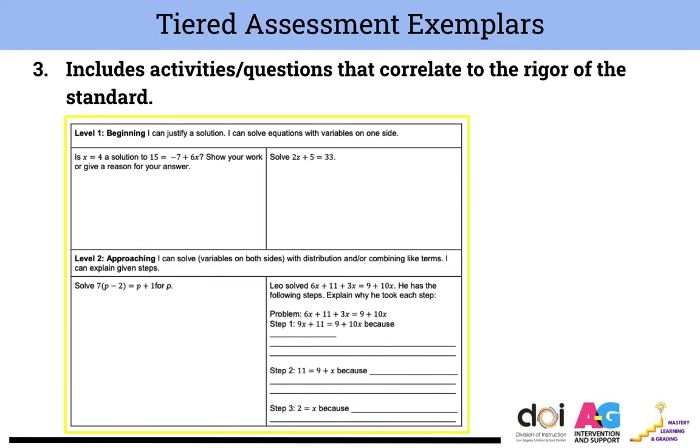In this example, the level 1 or beginning includes a description of what the student is able to do, and you'll notice that the problems that are included in that tier directly align to those expectations. Moving on to the level 2, while the rigor increases for that expectation, and that is evident through the description in the learning target, the items in this level also align to those expectations.